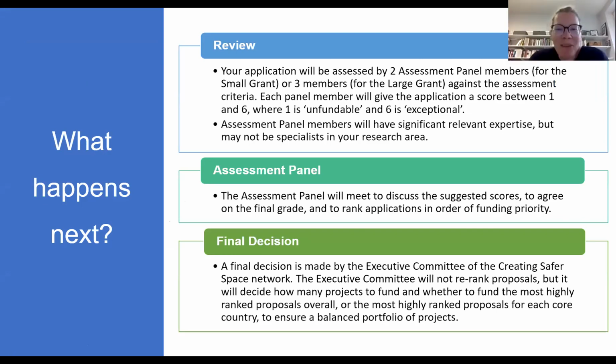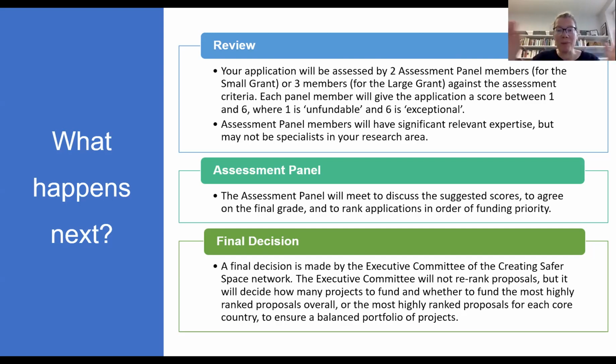So what happens after you've submitted your application? Now, there will be a review of your application. Your application will be assessed by 2 assessment panel members if you've submitted for a small grant, or by 3 assessment panel members if you've submitted for a large grant, who will be using the assessment criteria we just discussed. Each panel member will give the application a score between 1 and 6. So 1 means the application is unfundable, and 6 means it is exceptional.